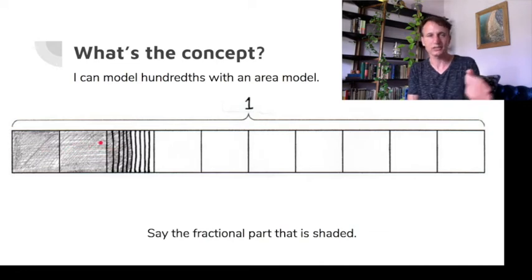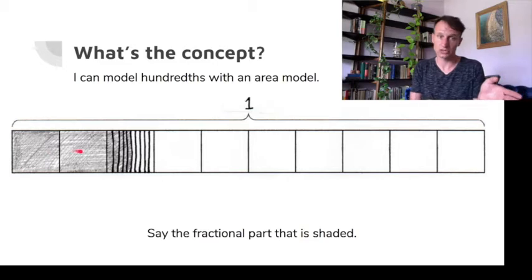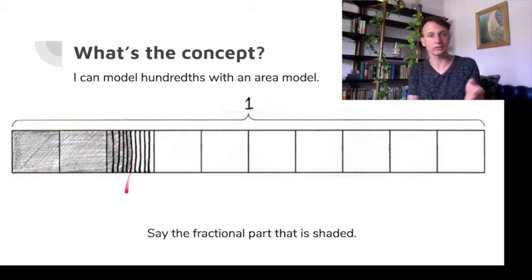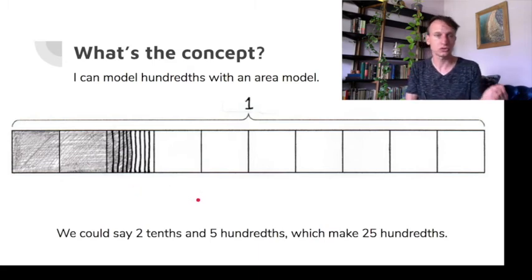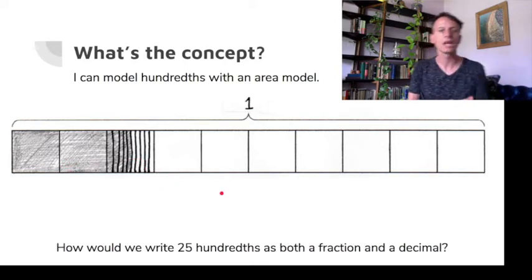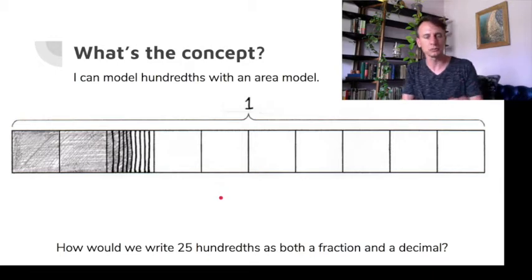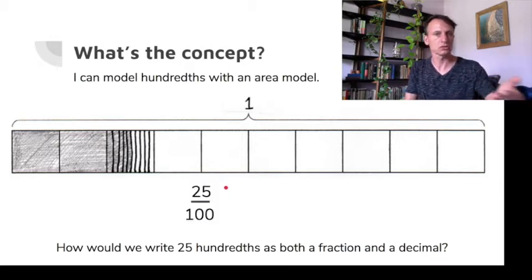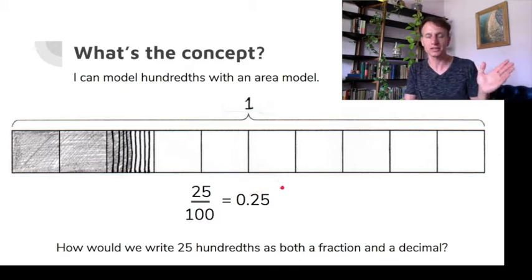20 hundredths, 5 hundredths. Or we could say 2/10, 5 hundredths, right? So it's 25 hundredths. 2 tenths and 5 hundredths, 25 hundredths. 2 dimes and 5 pennies, 25 cents, 25 hundredths. Got it? All right, here we go. How do we write this as a fraction and a decimal? Fraction, 25 hundredths. Decimal, 25 hundredths. Oh, you say them the same way.